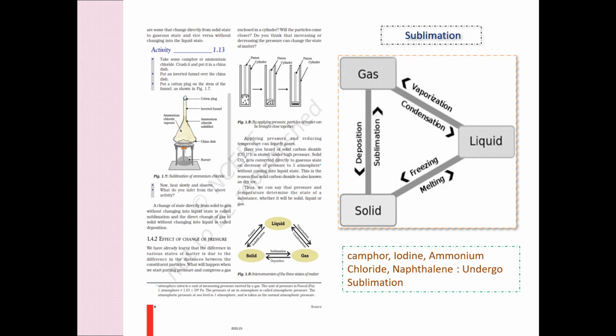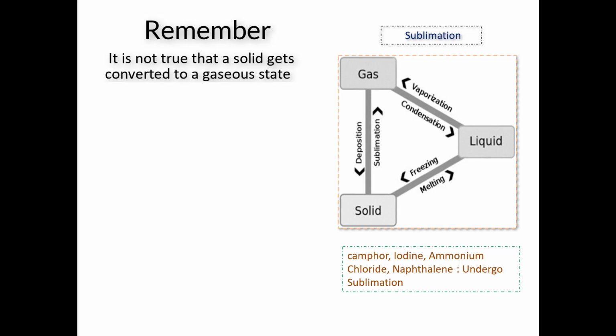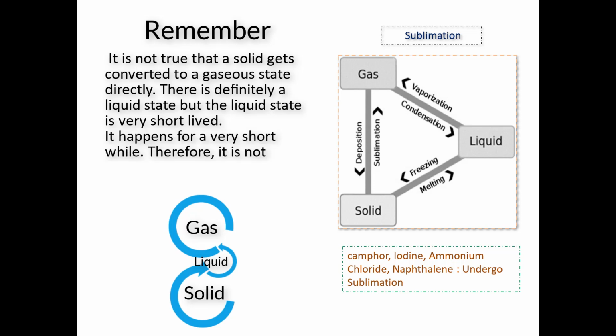In this case, what you have to remember is that it is not true that a solid gets converted to a gaseous state directly. There is definitely a liquid state, but the liquid state is very short lived. It happens for a very short while, therefore it is not easily observed. What is observed is the original solid state and the final gaseous state. Therefore, we say that a solid is getting converted to a gas directly, which we call sublimation.